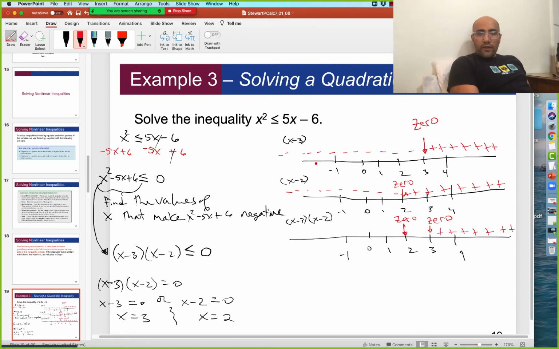Okay. On the other side over here, we end up with a negative times a negative, right? If we pick any value of x over here, both binomials give you negatives, and a negative times a negative equals a positive. So I know that all those values are going to be positive over there.